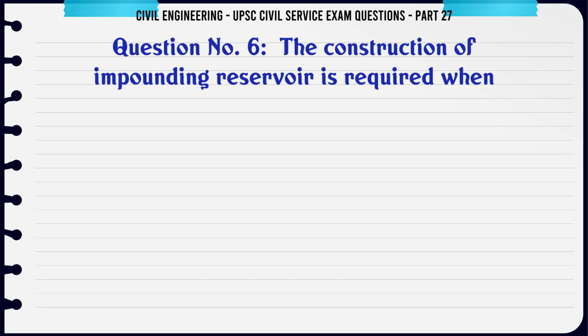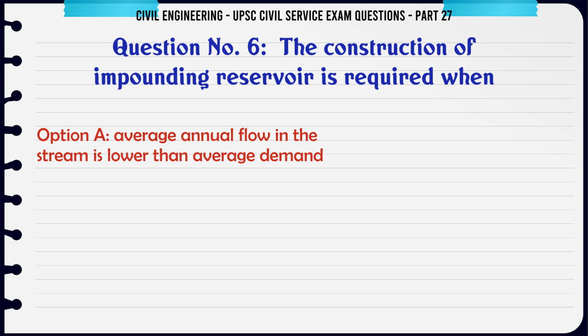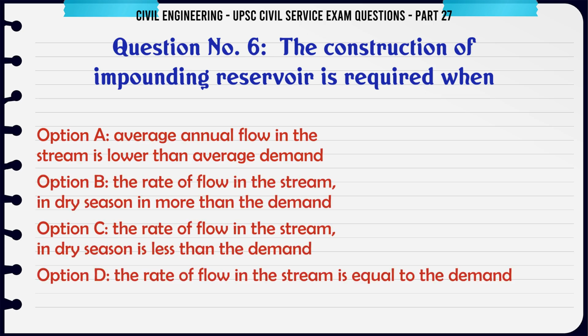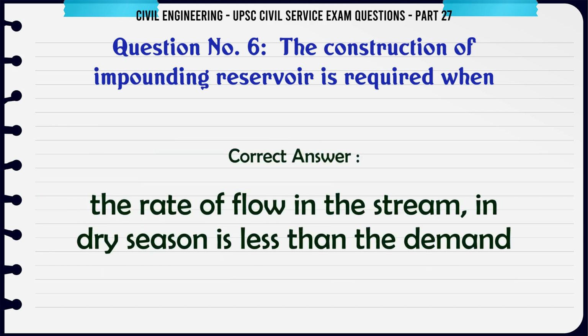The construction of impounding reservoir is required when A. Average annual flow in the stream is lower than average demand. B. The rate of flow in the stream in dry season is more than the demand. C. The rate of flow in the stream in dry season is less than the demand. D. The rate of flow in the stream is equal to the demand. The correct answer is the rate of flow in the stream in dry season is less than the demand.